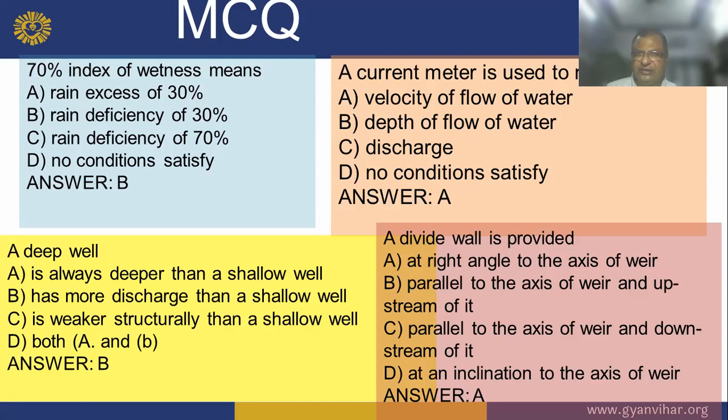Next question. A current meter is used to measure the velocity. And a divide wall is provided at right angle to the axis of the weir. Which is the correct answer? Correct answer is A, at right angle to the axis of the weir.